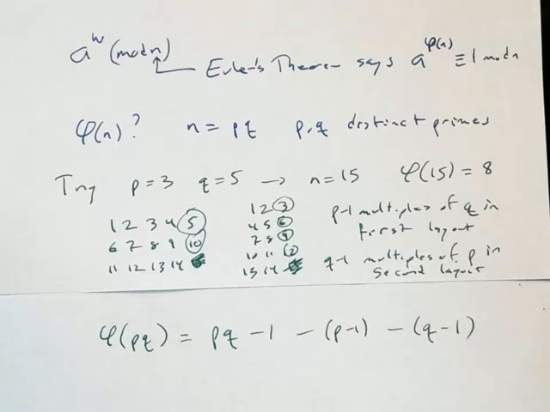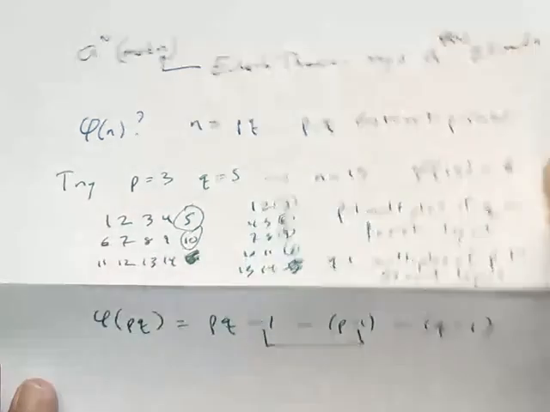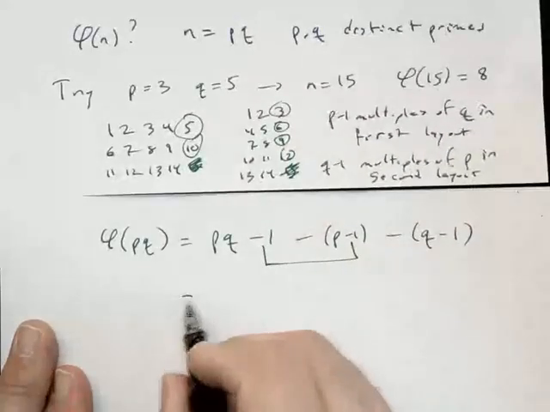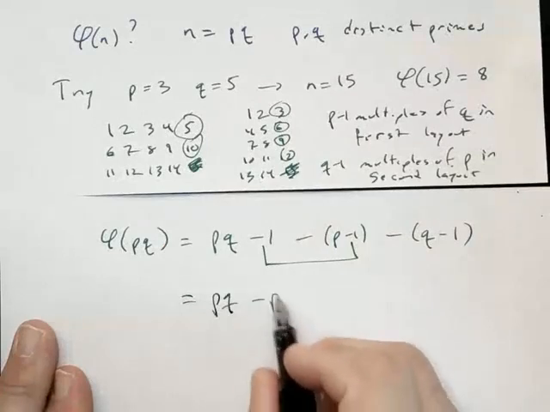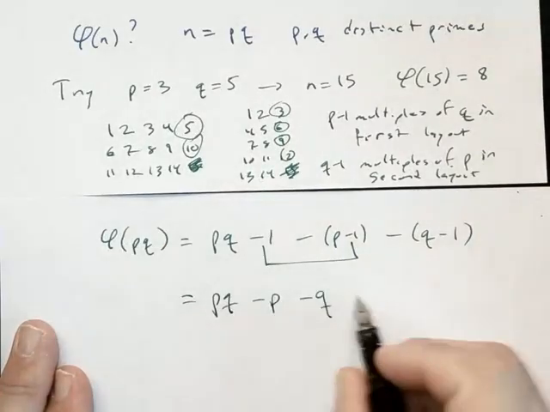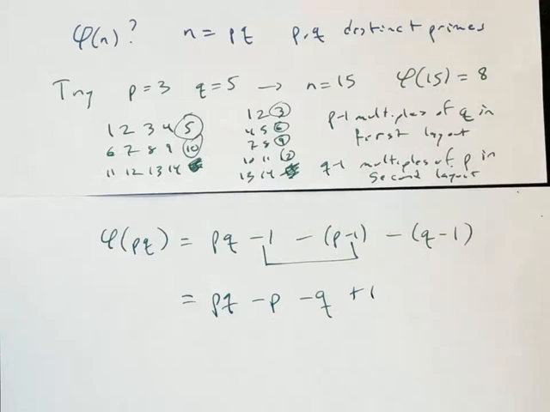All right, wait a minute. I'm subtracting a subtraction. That makes this minus 1 and this minus 1 cancel out. So I end up with pq minus p minus q, minus a minus becomes plus 1. Ready for the best part? That factors.